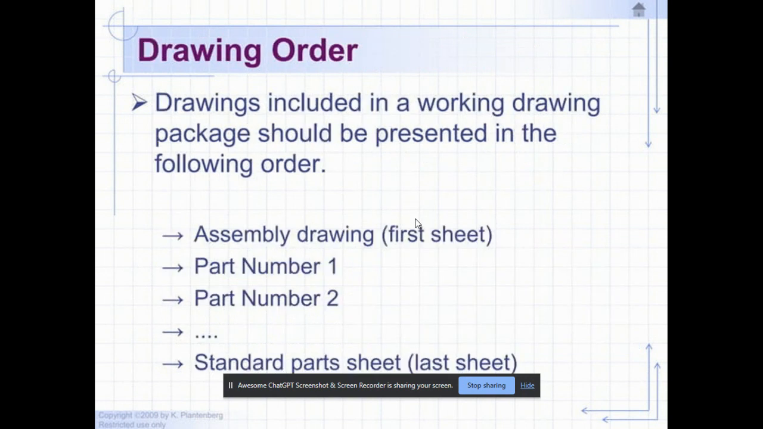And the drawing order. The drawing order talks about the package, the right presentation of the order with respect to the working drawing.